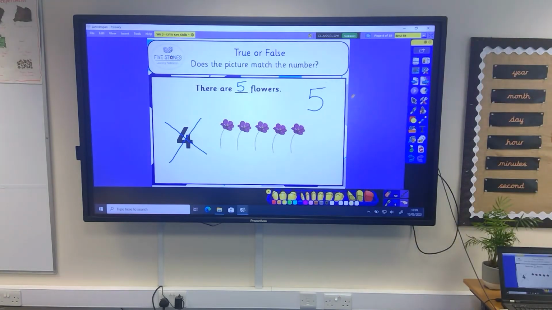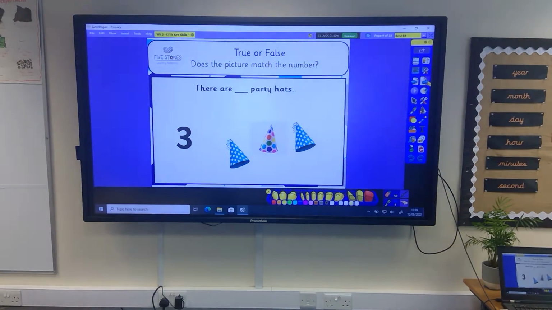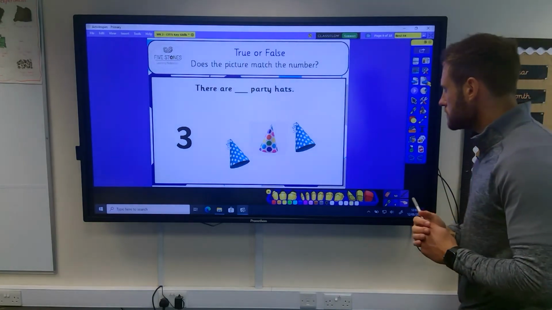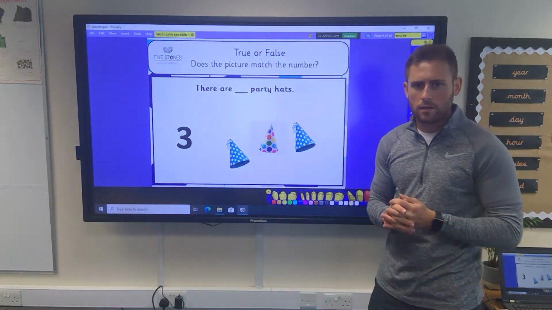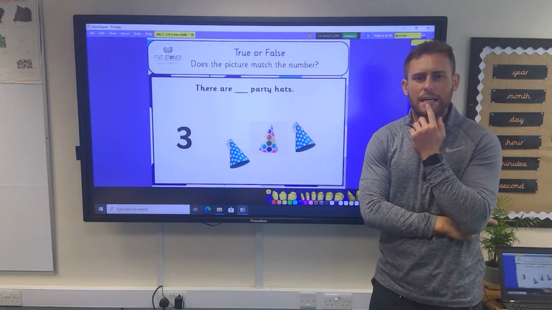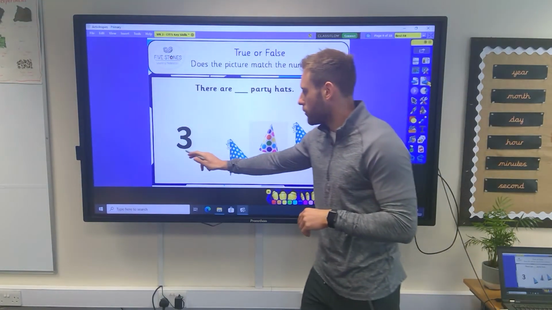Next, let's see if this is true or false. There are party hats. Wonder how many party hats there are. What number is this?